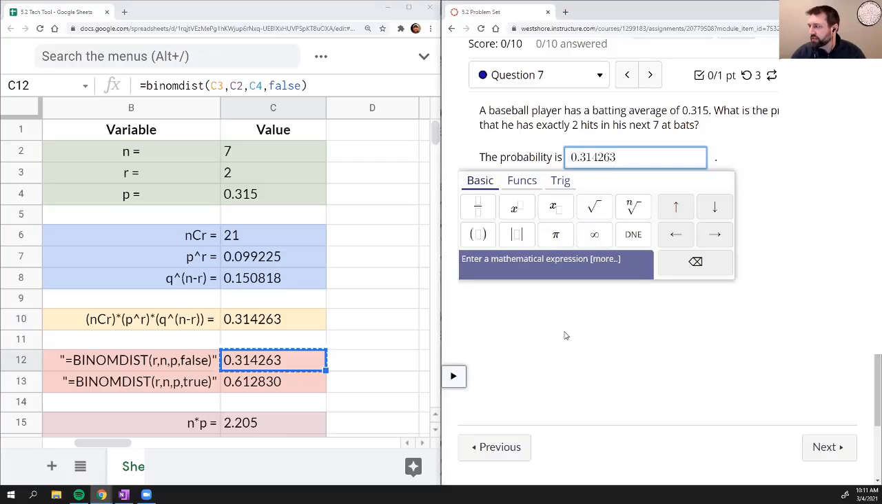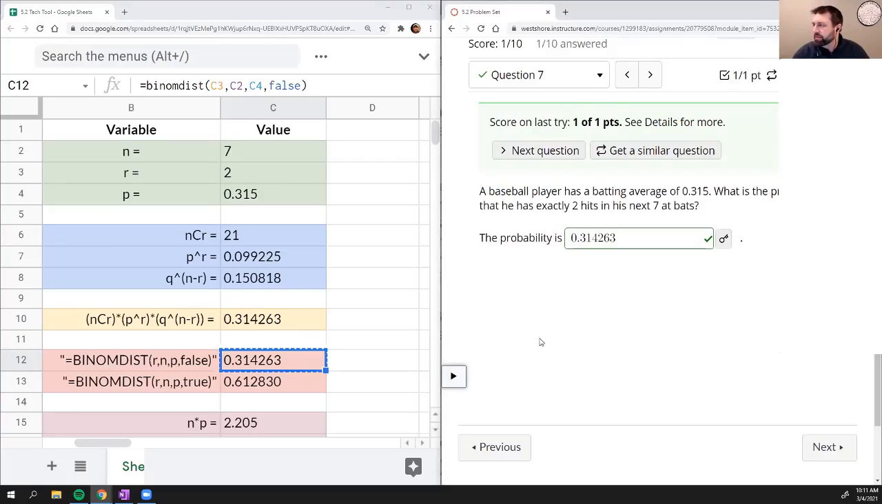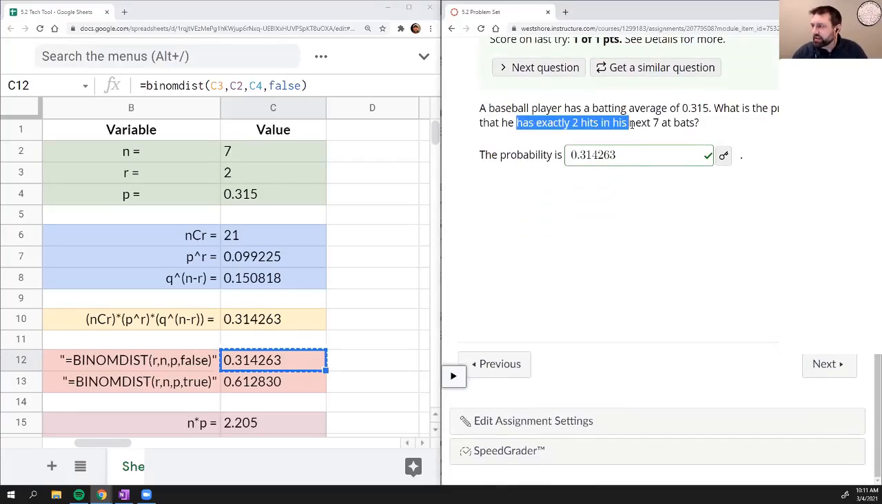We're going to copy this and paste it in there. And so what's the probability that he gets exactly 2 hits in the next 7 at-bats? 0.314. That's the probability of getting exactly 2 hits. Now, our tech tool gives us an additional piece of information. This right here, the 0.61, would be the cumulative total. So what's the probability that he gets no hits, 1 hit, or 2 hits? It adds up the cumulatives up to and including 2 hits.